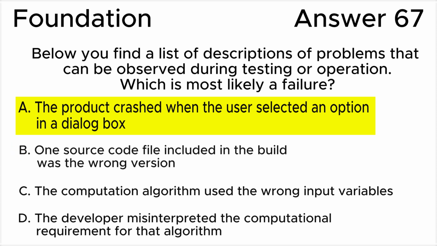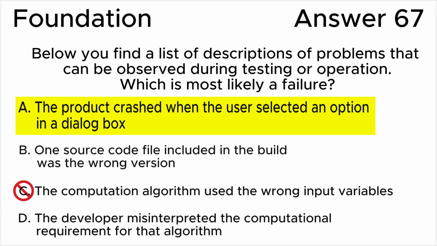Answer B is incorrect because while this is a problem, it might not necessarily lead to an observable failure, unless the wrong version of the source code causes the software to malfunction during testing or operation. Until it leads to incorrect behavior, it's more of a configuration or version control issue rather than a failure.